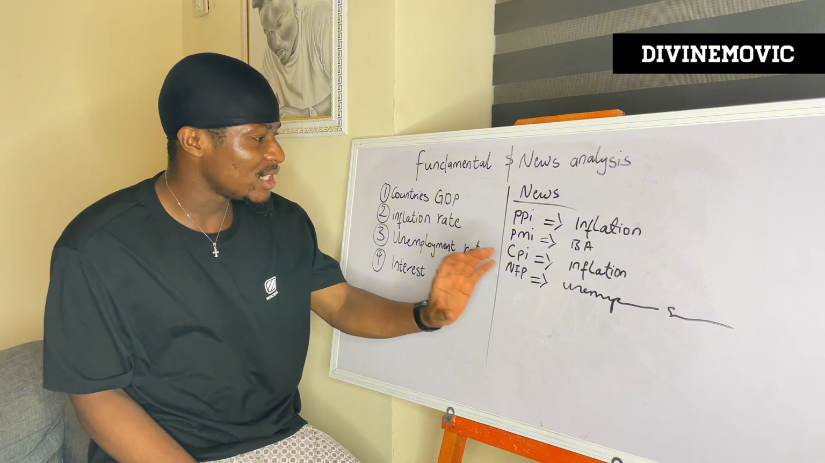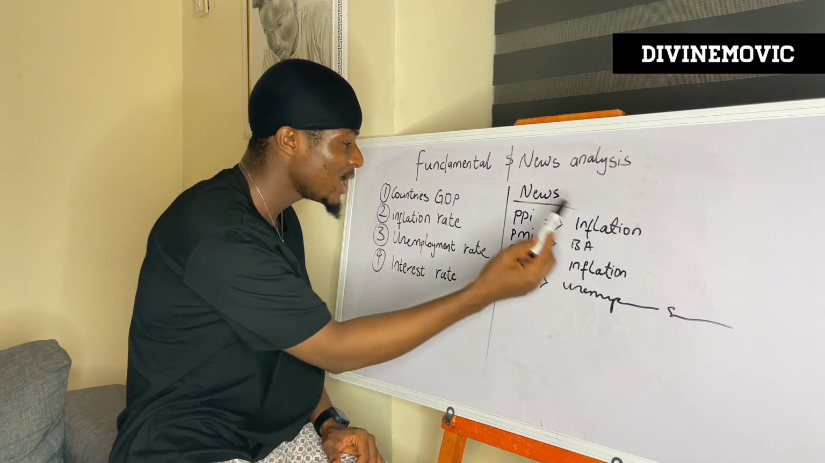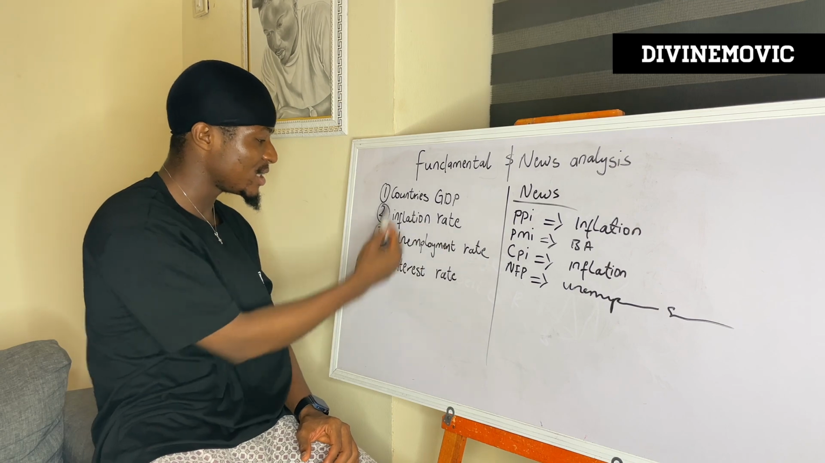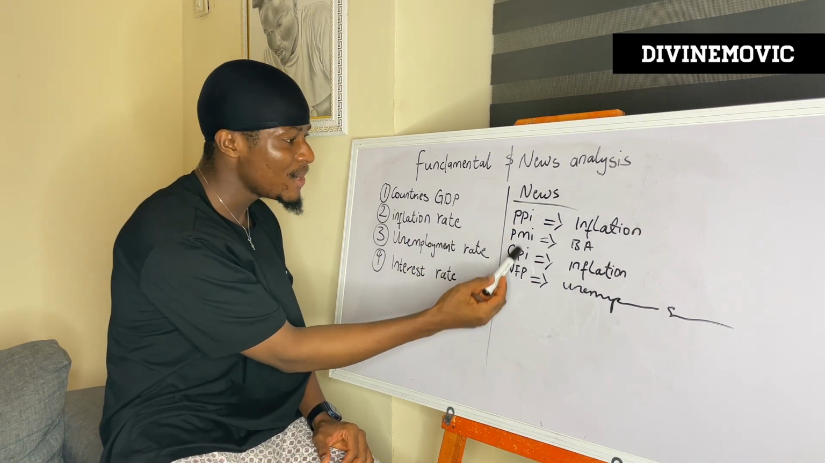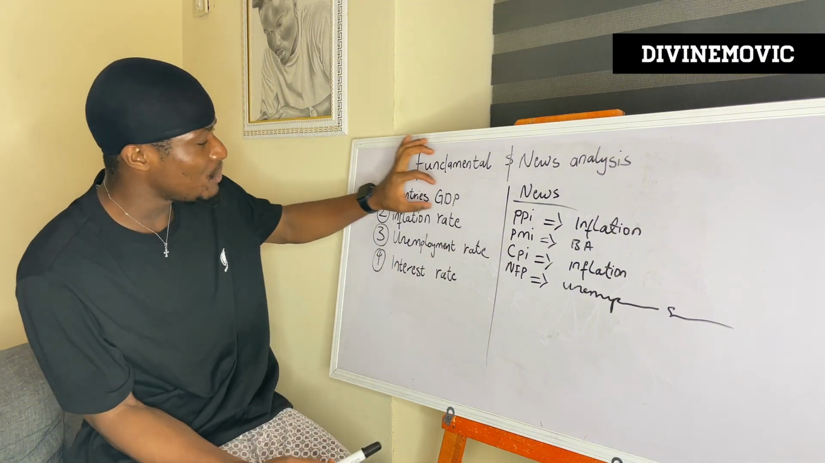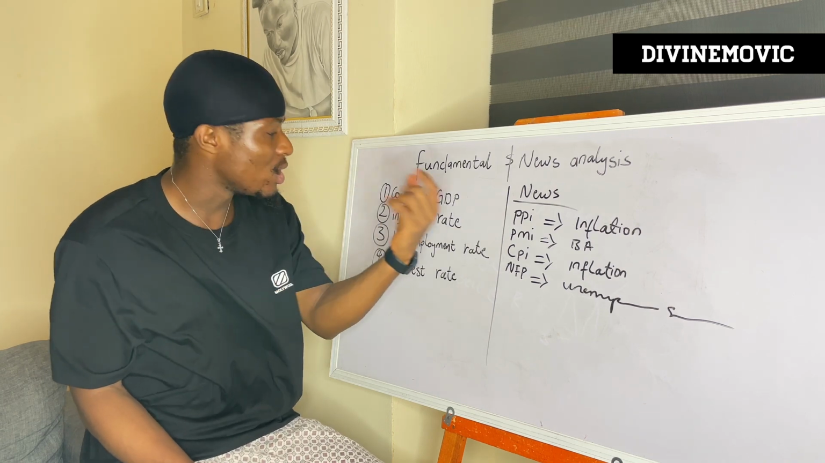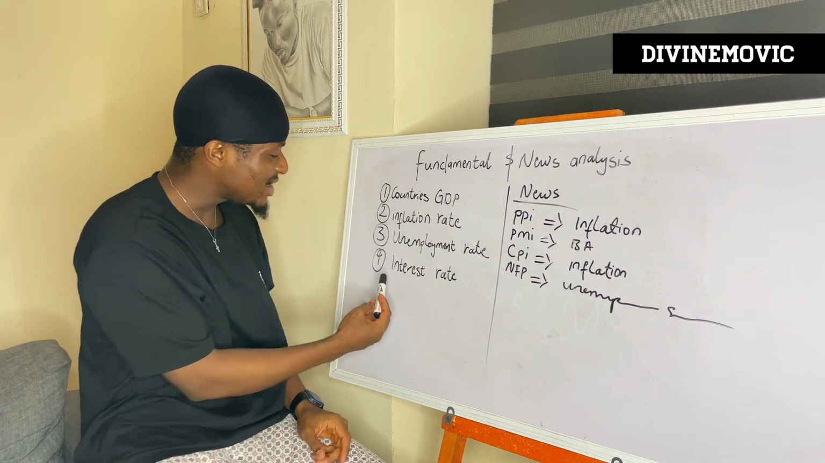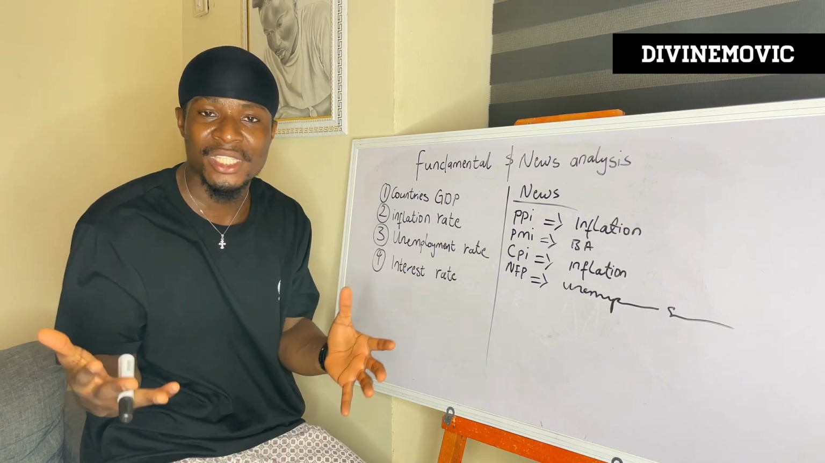Now, how to understand this? You can simply see how this news is reporting for all these things here. First, the non-farm payroll reports for unemployment rates, the CPI and PPI report for inflation rates. Now, for us to understand a country's GDP, you simply have to go to maybe the economic calendar. Now, interest rate can be announced in a meeting.